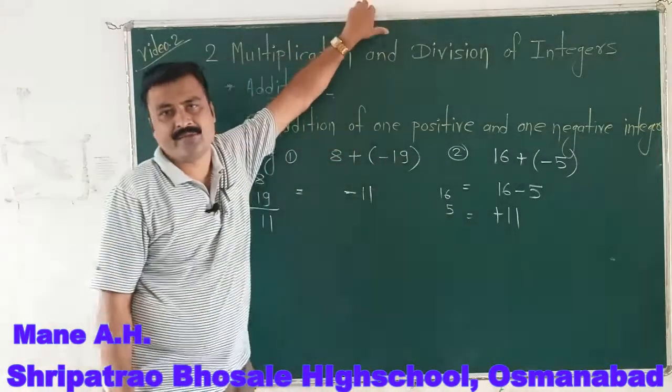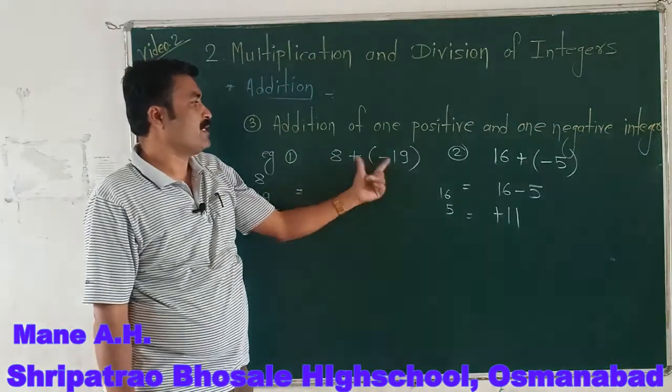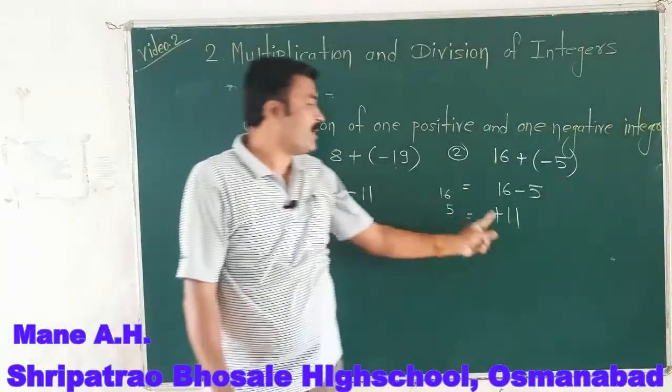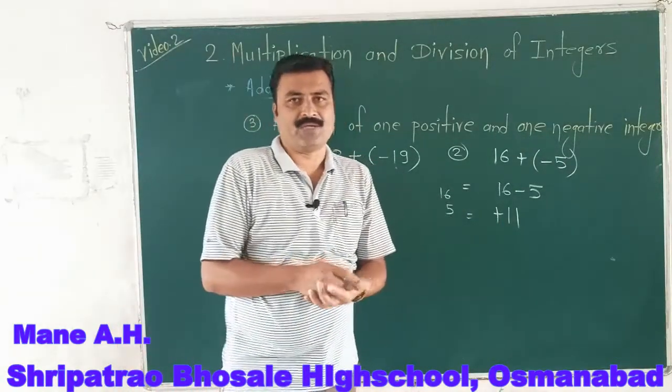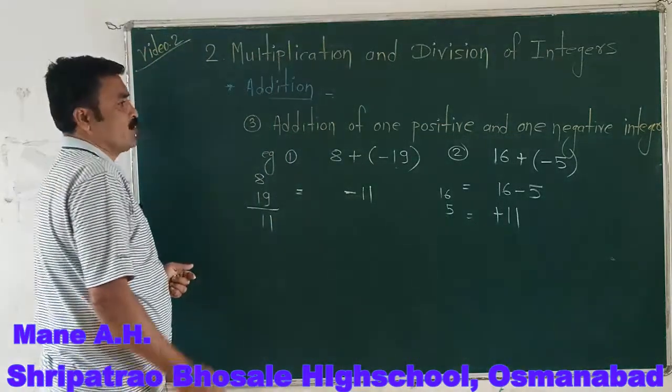So addition of one positive and one negative integer, it may come in the negative format or it may come in the positive format. That's an important rule, that is according to this third condition.